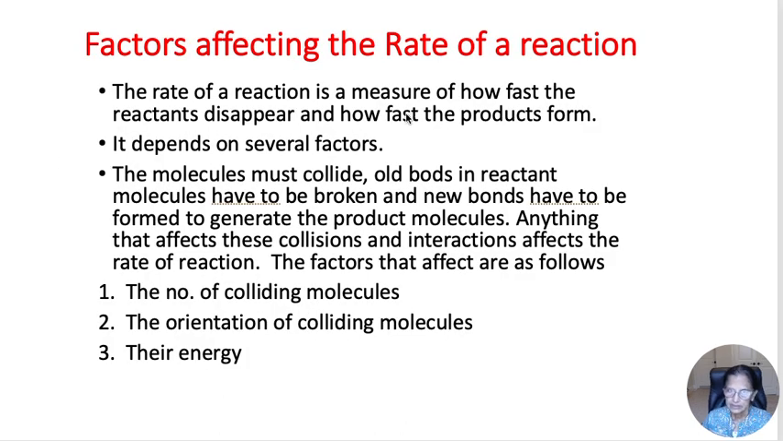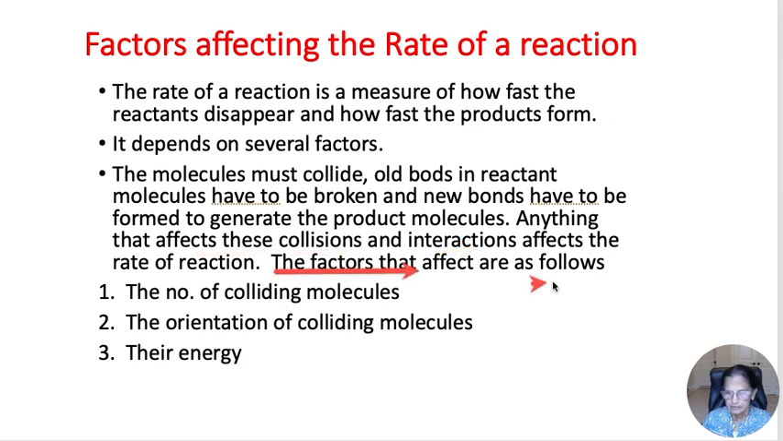What are the factors that affect the rate of a reaction? The rate of a reaction is a measure of how fast the reactants disappear or how fast the products are formed. It depends on several factors. For the reaction to occur, the molecules must first collide. Old bonds in reactant molecules have to be broken and new bonds have to be formed to generate the product molecules. Anything that affects these collisions or interactions affects the rate of a reaction.